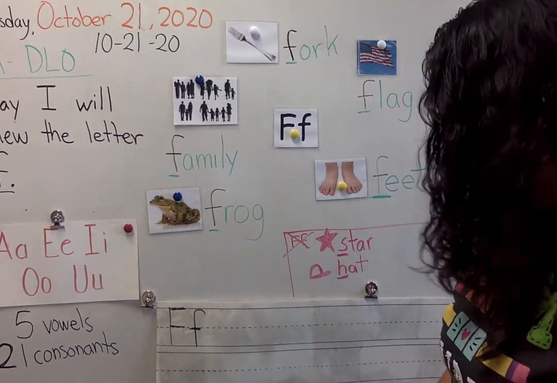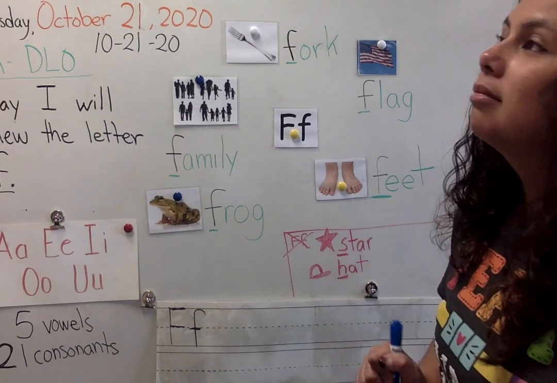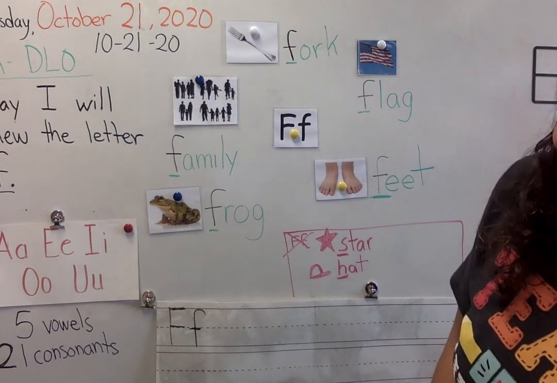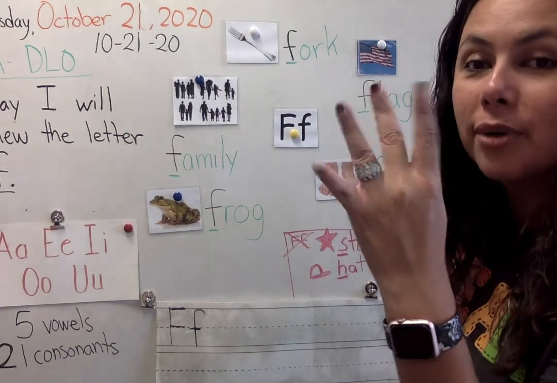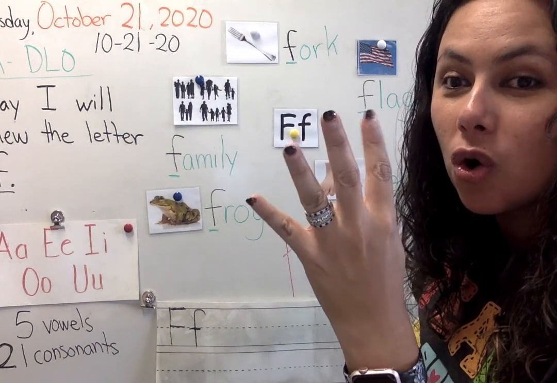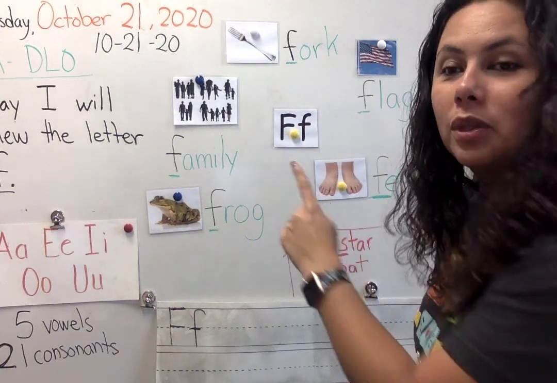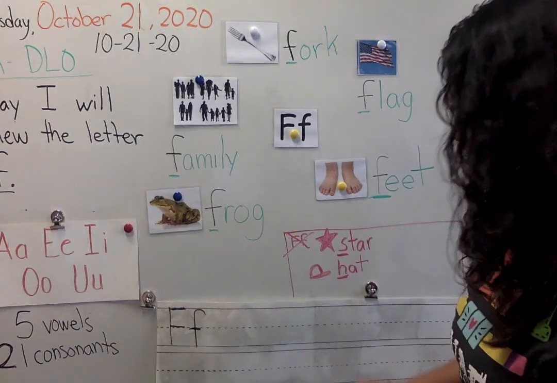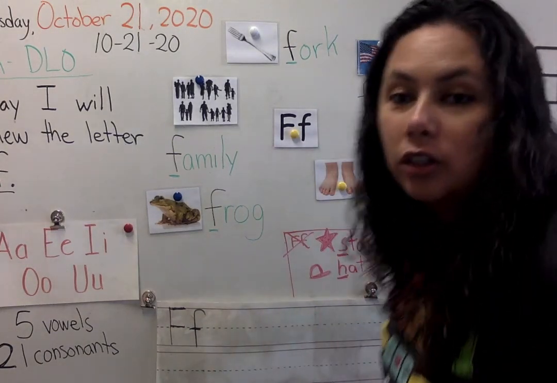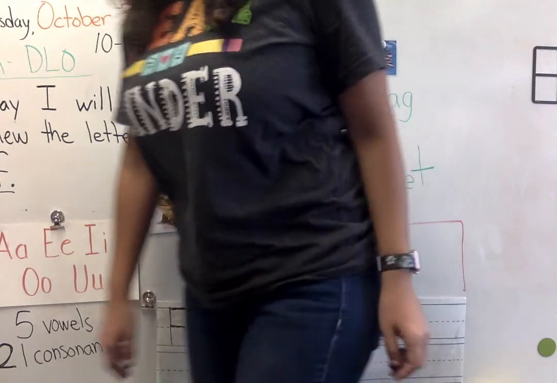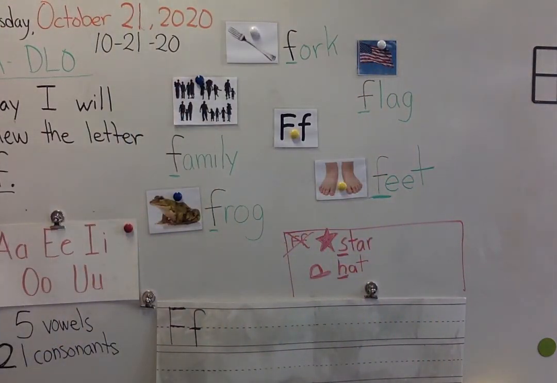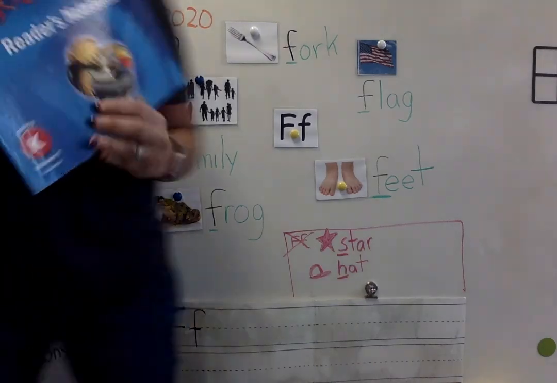So one number that begins with, actually a couple of numbers, but one of them is the number 4. 4 begins with the F sound. Okay, guys? So what I want you guys to do is take out your journeys. And in your journeys, this is your journeys right here.